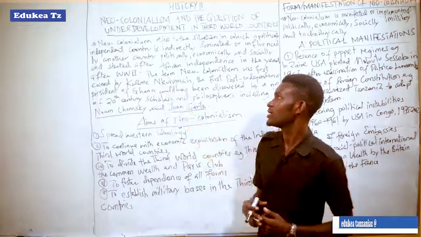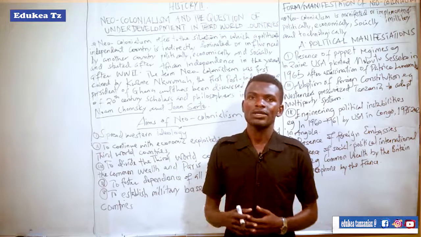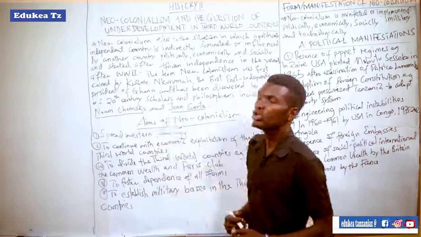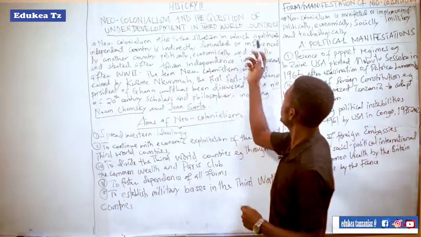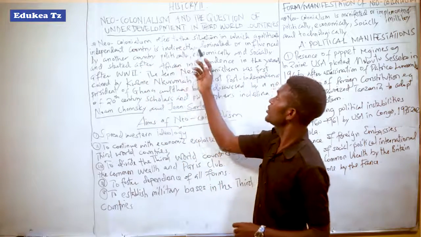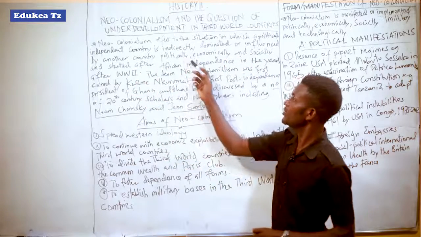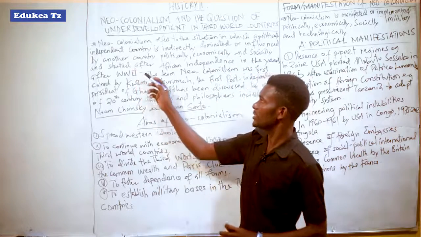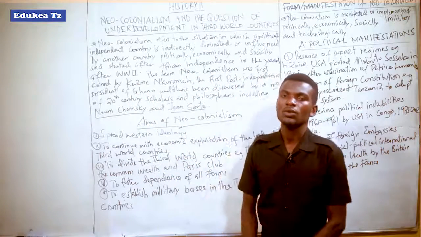So let us start with our first subtopic, which is the concept of neocolonialism and underdevelopment. Starting with the definition, neocolonialism refers to the situation in which a politically independent country or nation is indirectly dominated or influenced by another country politically, economically, and socially, and that situation started after African independence, in the years after the Second World War.